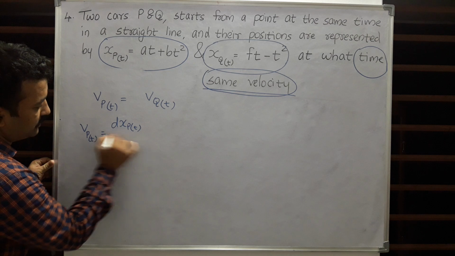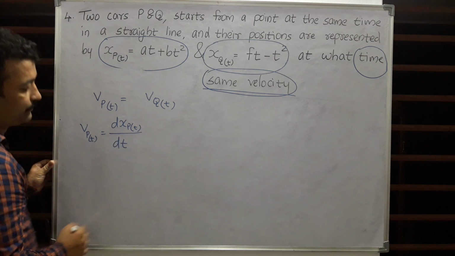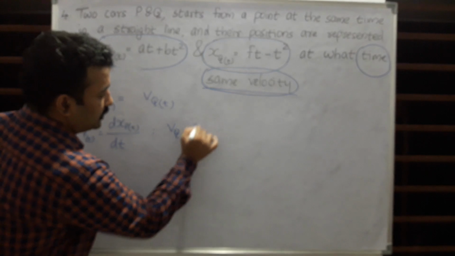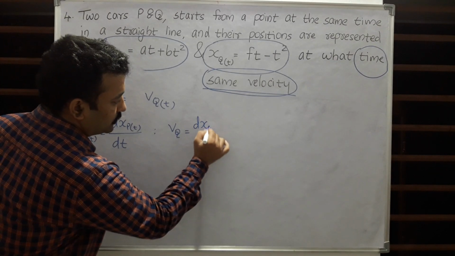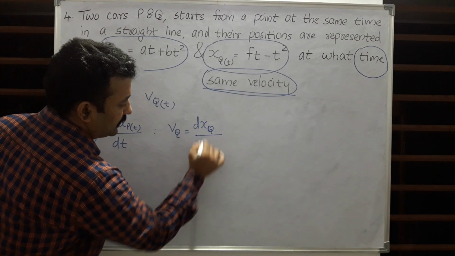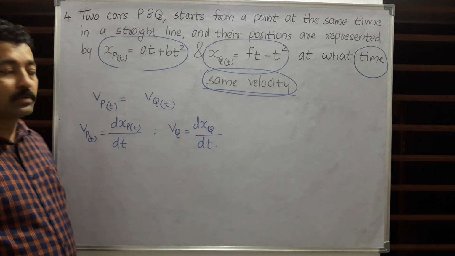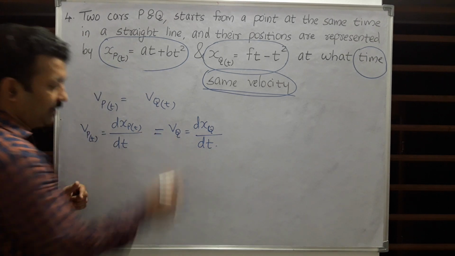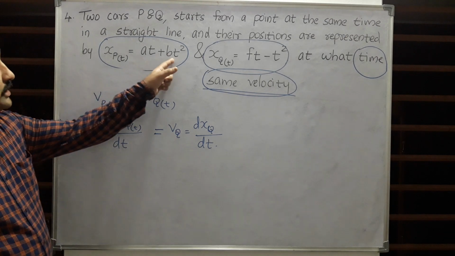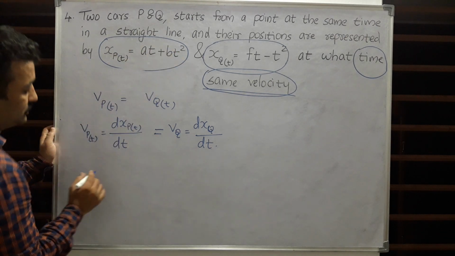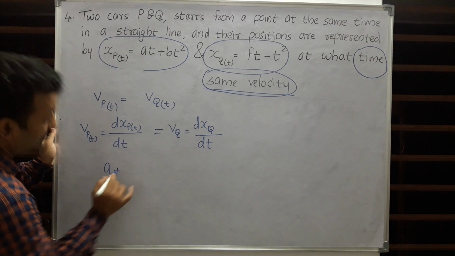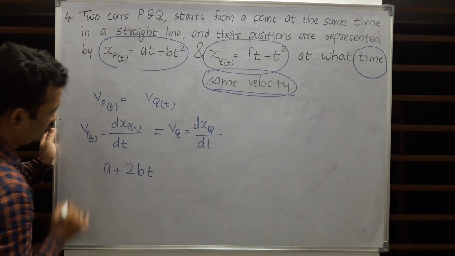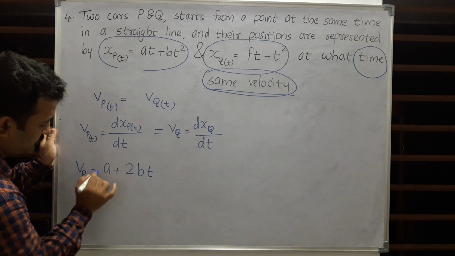dxp of t divided by dt, and velocity of Q is dxq of t divided by dt. So differentiate the given expressions and equate them. These two are equal as it is given. Differentiating this, a plus bt square will give me a plus bt square differential is 2bt. So this is velocity of P.